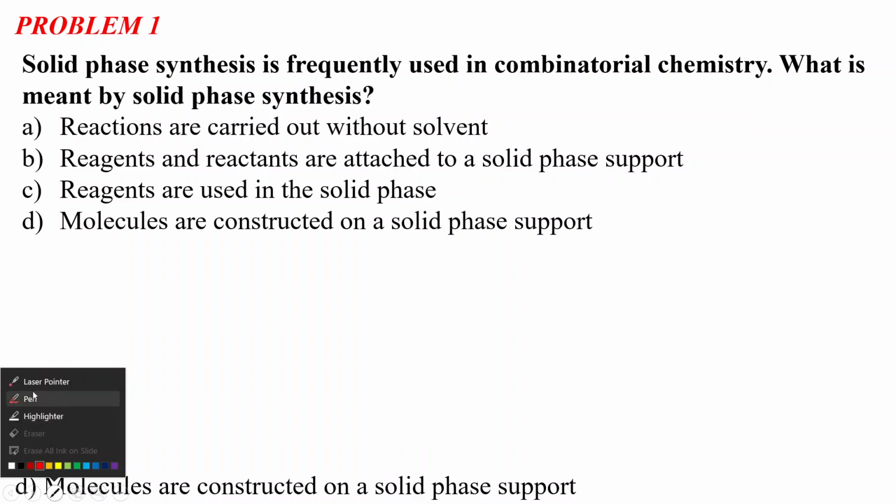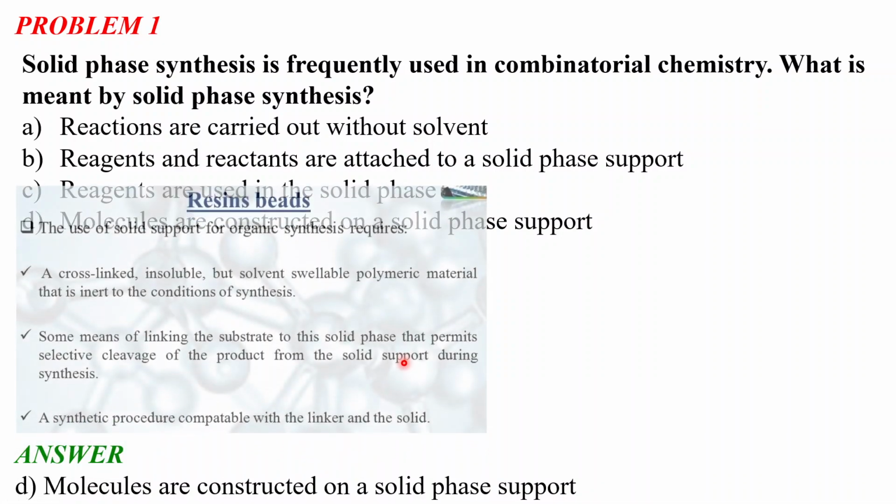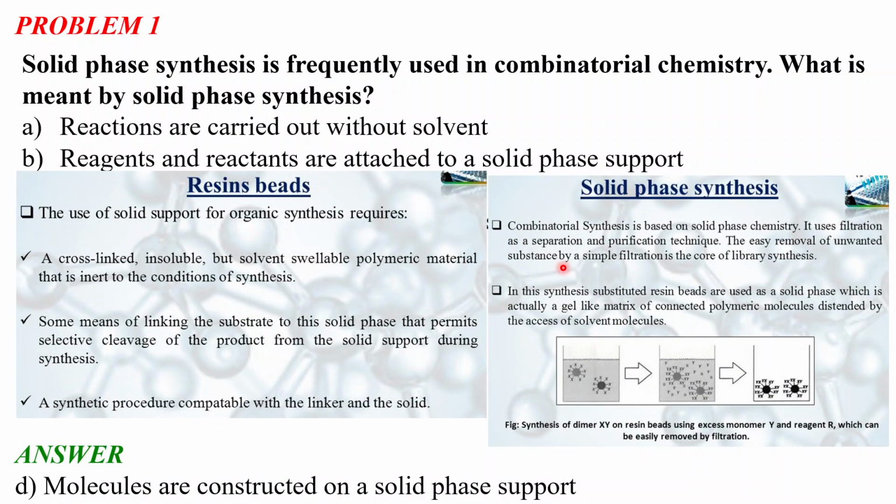Now let us discuss what is meant by solid phase synthesis. Basically, this is a combinatorial synthesis process based on solid phase chemistry. It uses filtration as the separation and purification technique. The easy removal of unwanted substances by simple filtration is the core of library synthesis. In this synthesis, substituted resin beads are used as the solid phase, which is a gel-like matrix of connected polymeric molecules distended by the access of solvent molecules.